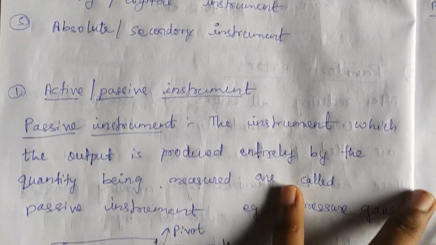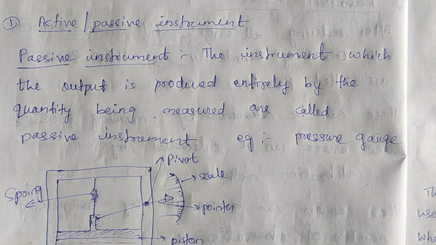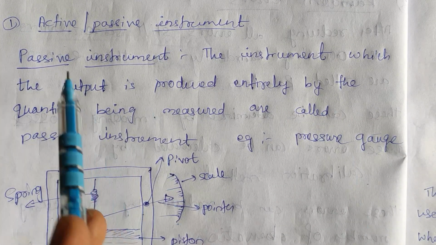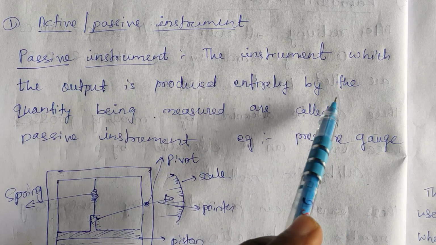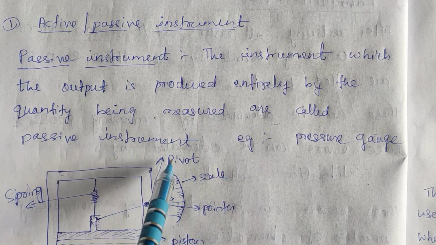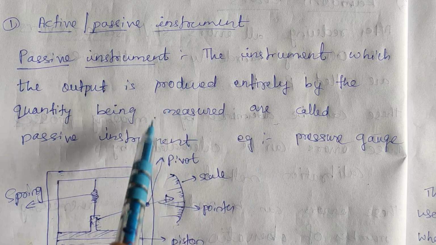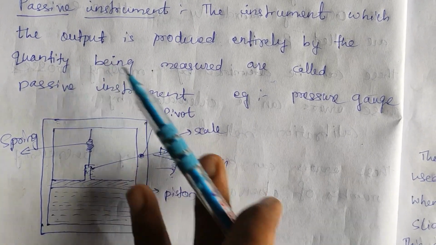Okay, so first we will study what is an active and what is a passive instrument. So see here, the instruments whose output is produced entirely by the quantity being measured are called passive instruments.